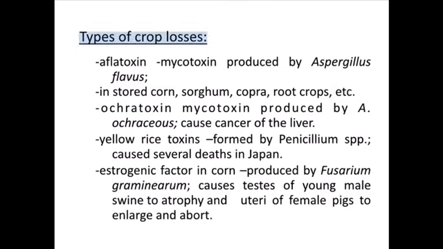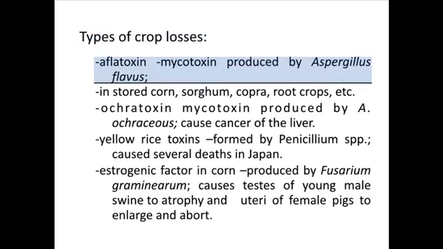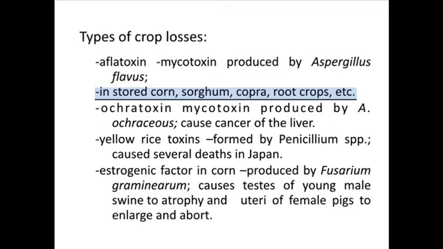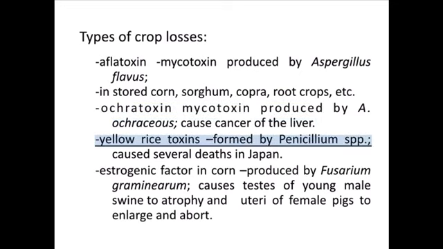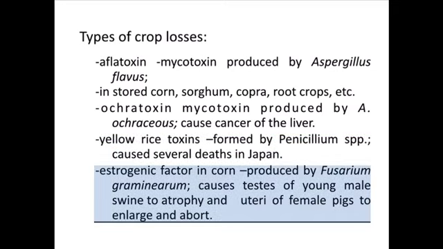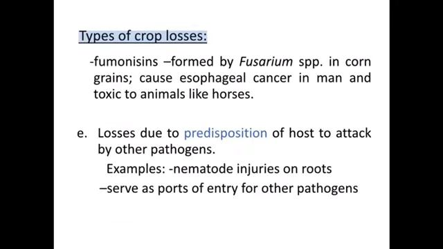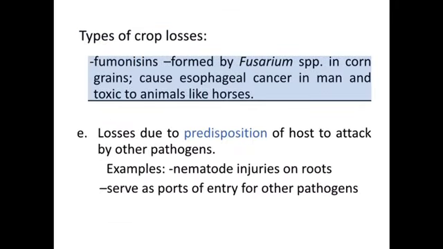Types of crop losses. Aflatoxin, a mycotoxin produced by Aspergillus flavus in stored corn, sorghum, copra, root crops, etc. Ochratoxin, a mycotoxin produced by A. ochraceus, causes cancer of the liver. Yellow rice toxins, formed by Penicillium spp., caused several deaths in Japan. Estrogenic factor in corn, produced by Fusarium graminearum, causes testes of young male swine to atrophy and uteri of female pigs to enlarge. Fumonisins, formed by Fusarium spp. in corn grains, cause esophageal cancer in man and are toxic to animals like horses.